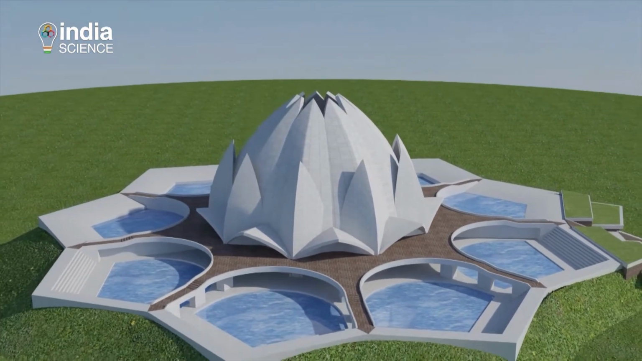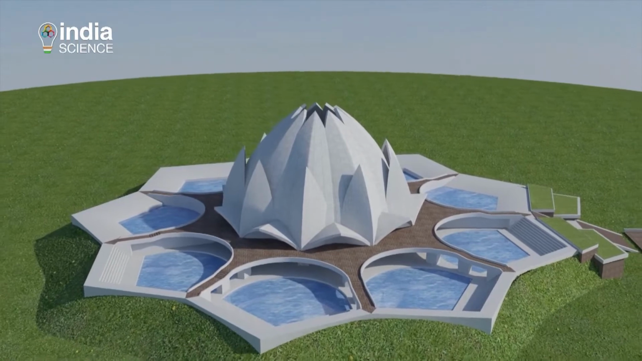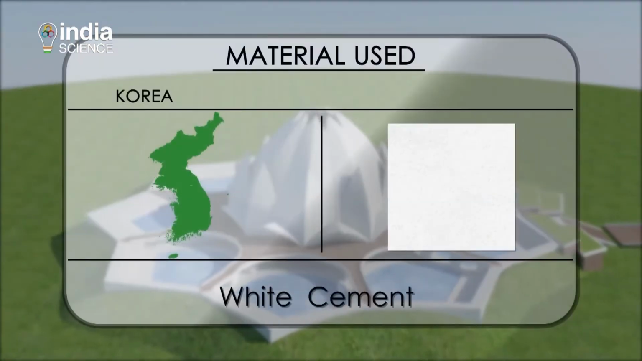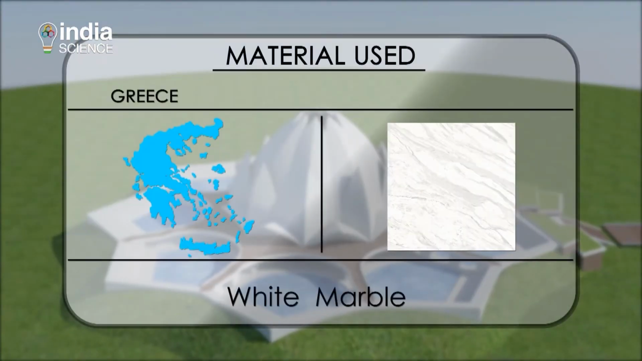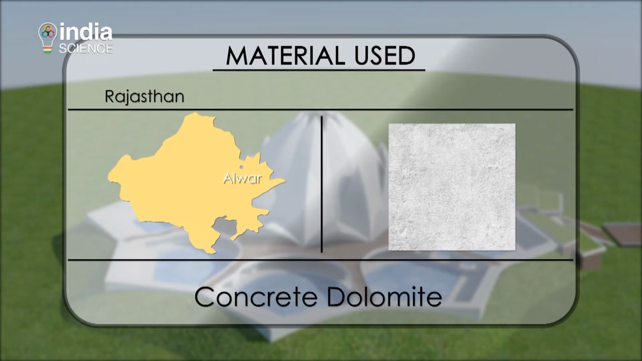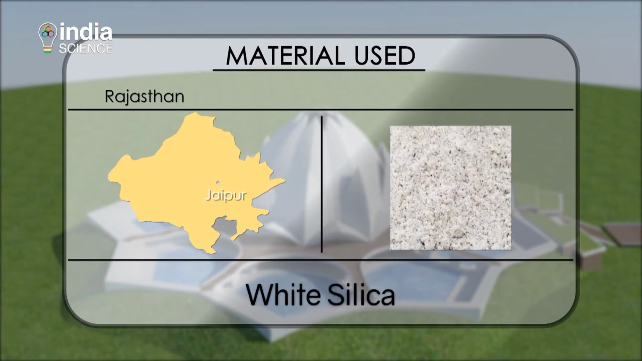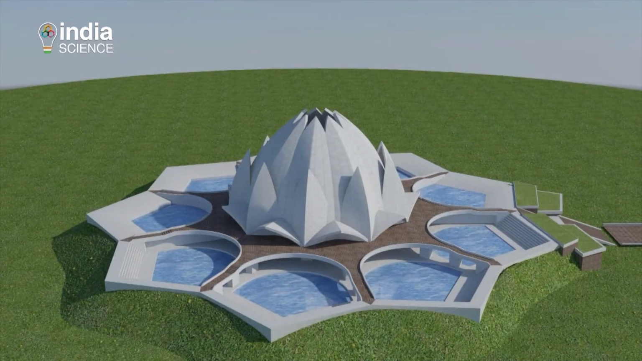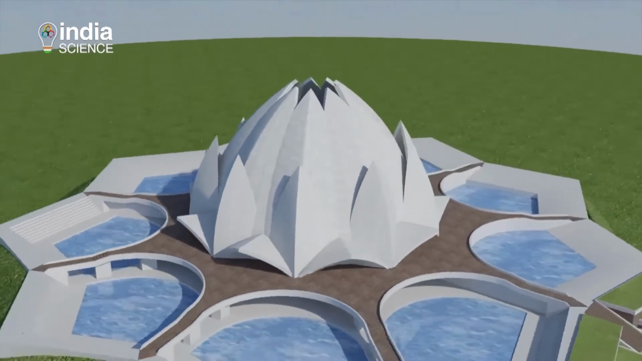Special building materials were used to build the structure. The white cement from Korea, white marble from the Pentelicon mines in Greece but cut in Italy, the concrete dolomite aggregates of Alwar mines near Delhi, and the white silica sand from Jaipur, India. The structure was built over a period of 6 to 7 years.